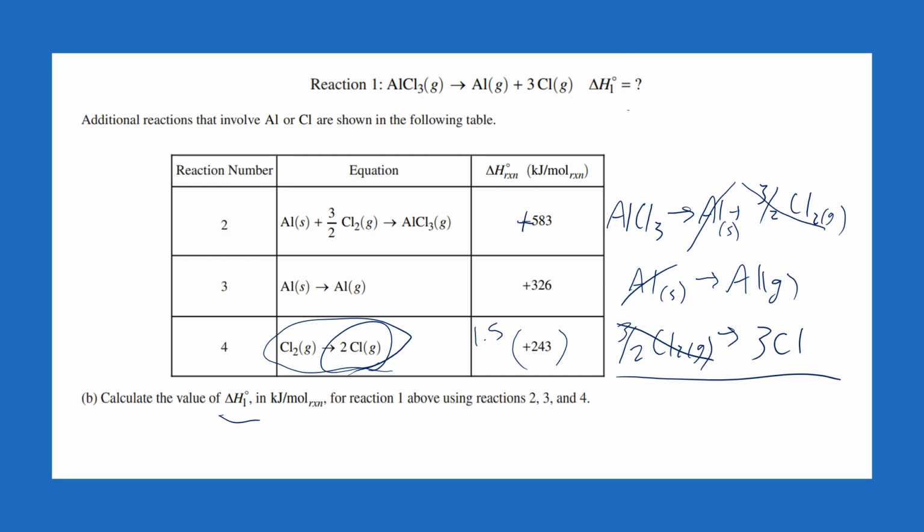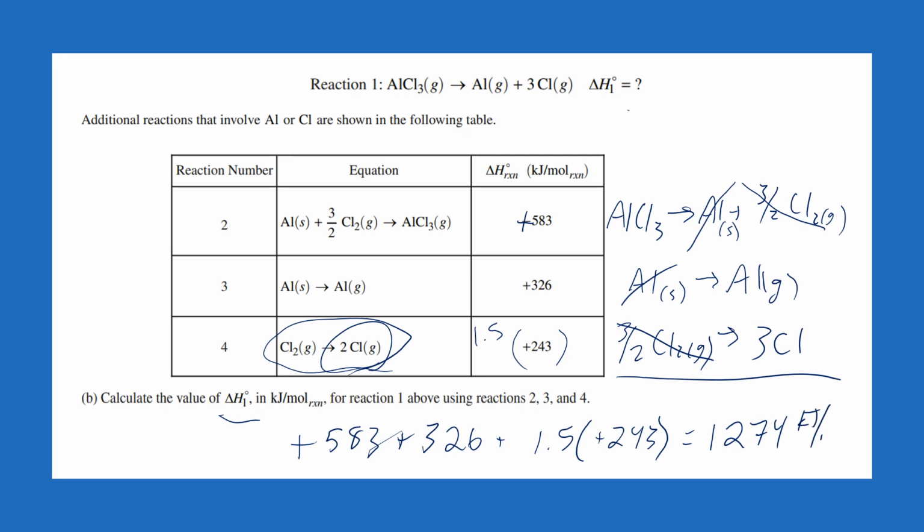So now when you're solving for the value of delta H, you would do the positive 583 plus 326 plus 1.5 times the positive 243. And that gives us a value which is rather large, 1274 kilojoules per mole for that reaction. And it is positive, of course.